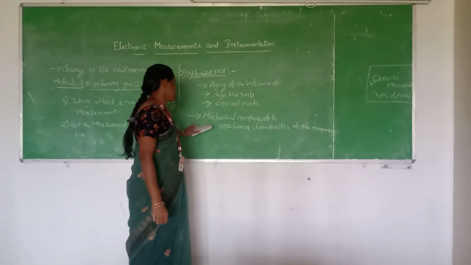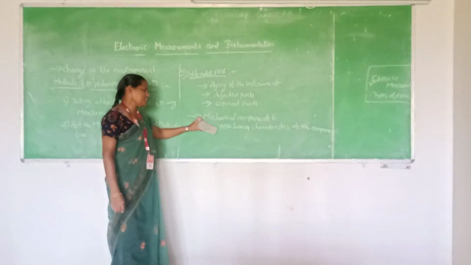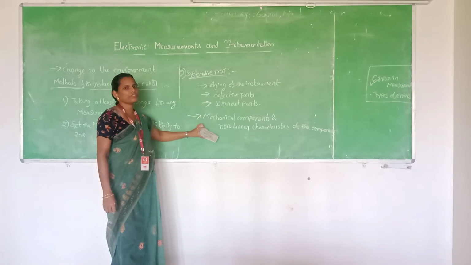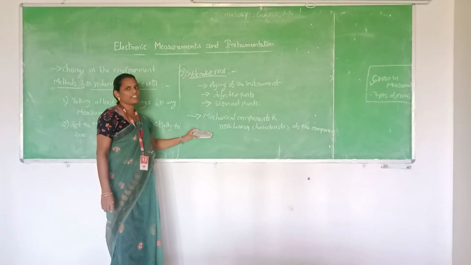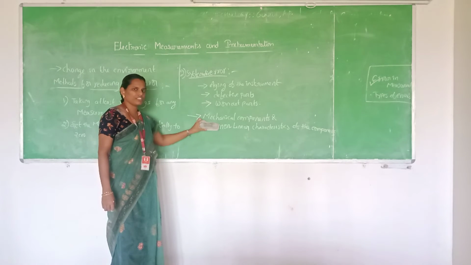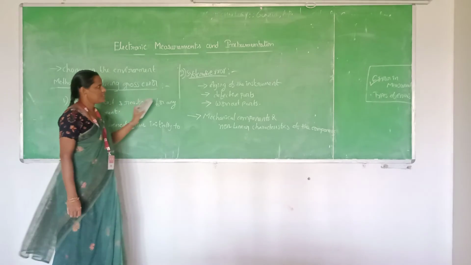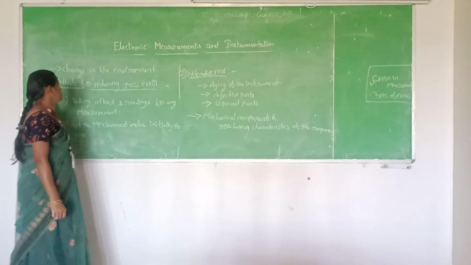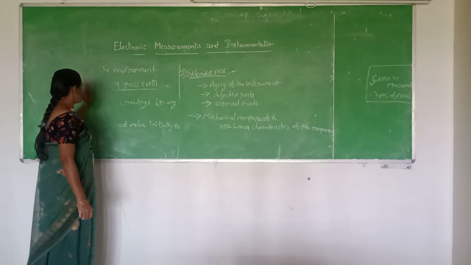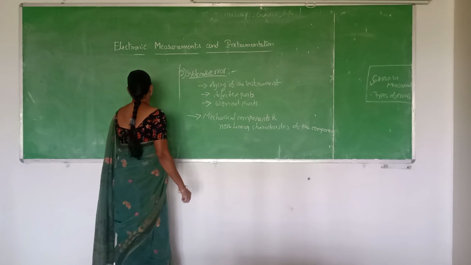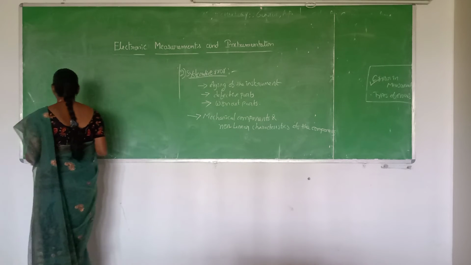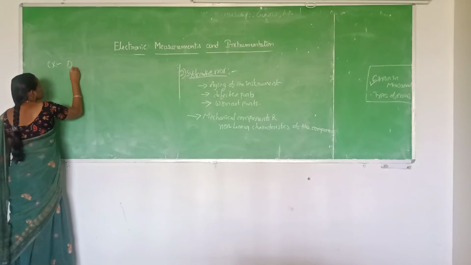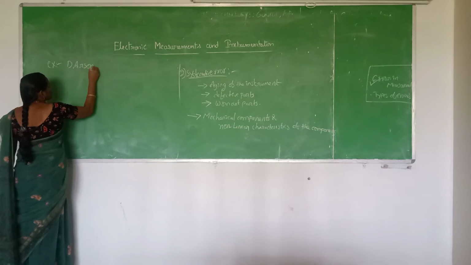So the causes of the systematic error are aging of the instrument, defective parts, worn out parts, and also the non-linear characteristics and the mechanical structure of the components present in the instrument. Let me explain the systematic error with the help of an example. Suppose we take a D'Arsonval movement. The example for the systematic error is the D'Arsonval movement.